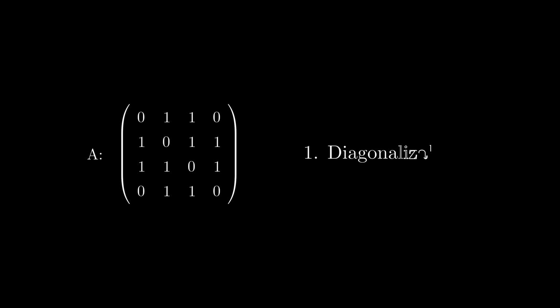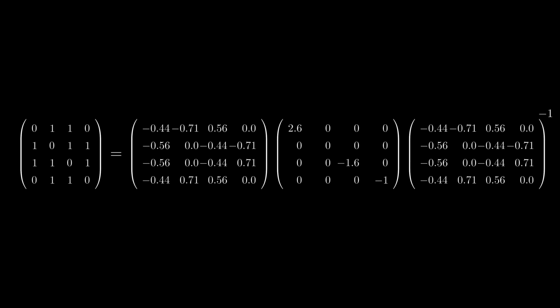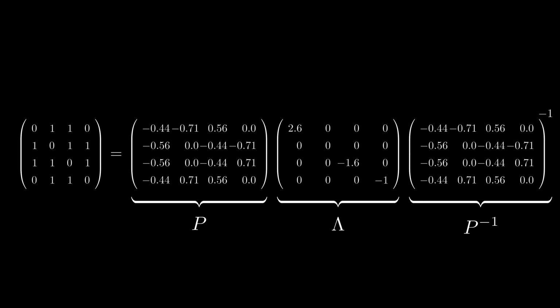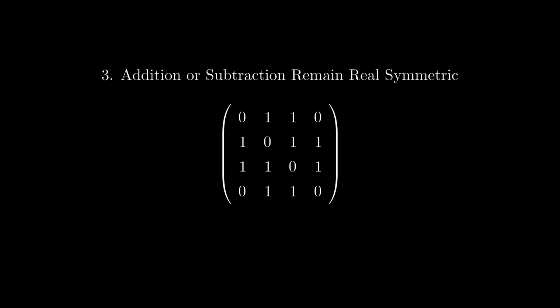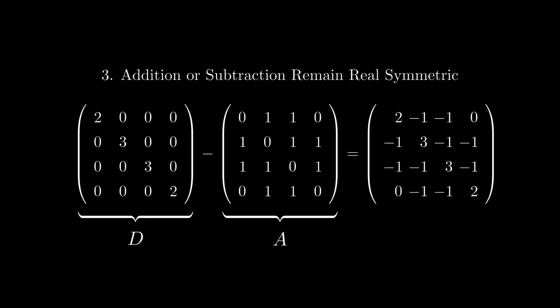Why? First, real symmetric matrices are guaranteed to be diagonalizable. A matrix is diagonalizable means that we can find two matrices P and lambda such that the matrix can be written as P times lambda times P inverse. Lambda is a diagonal matrix here, and for a real symmetric matrix, the eigenvalues are all real. Another great property of a real symmetric matrix is that the symmetry is preserved under addition or subtraction. For example, D minus A gives us a new matrix, L. It is called the Laplacian matrix.